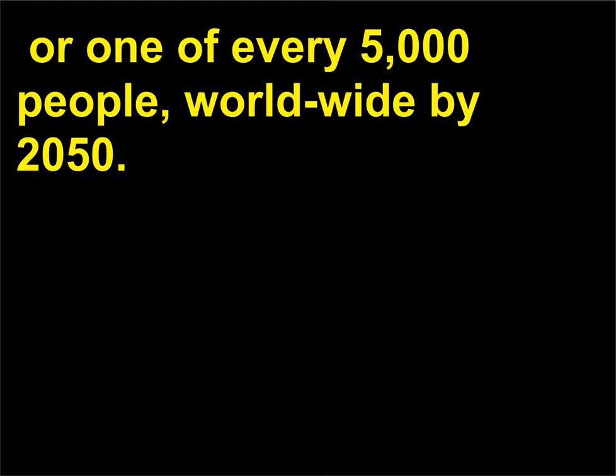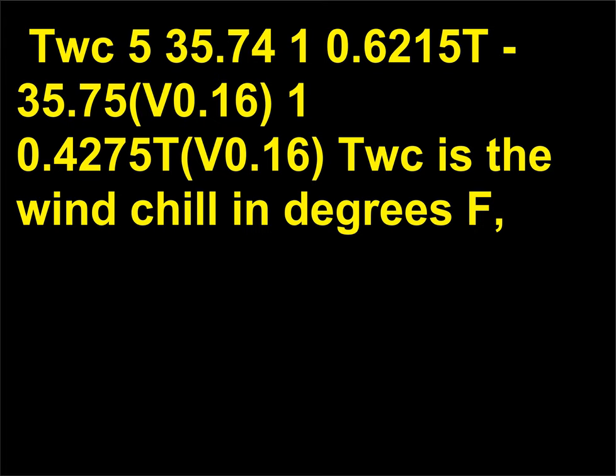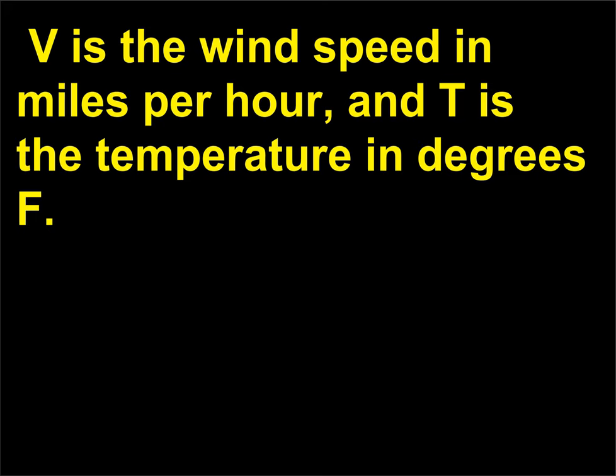Is there a formula for computing the wind chill? Here is how you calculate the new wind chill index. TWC = 35.74 + 0.6215 T - 35.75 V^0.16 + 0.4275 T V^0.16. TWC is the wind chill in degrees F, V is the wind speed in miles per hour, and T is the temperature in degrees F.